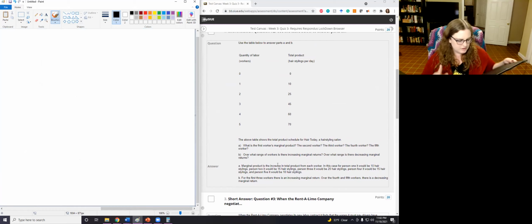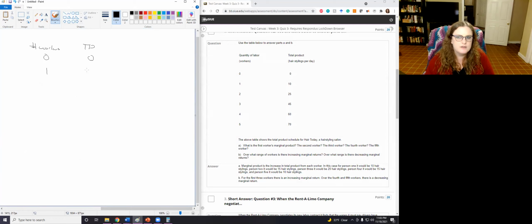So actually, let's work through this one because a couple people got this one wrong. I want us to think through this one together. Let's look at part A. What is the first worker's marginal product? Well, the first worker, we had 0. So actually, let's write this out. Let's say number of workers and then total product. So for 0 workers, we had 0.